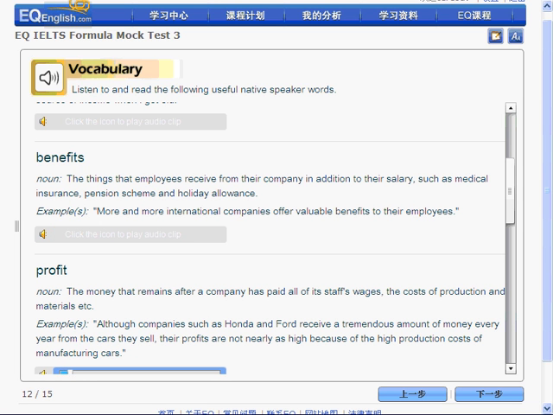Profit. Noun. The money that remains after a company has paid all of its staff's wages, the costs of production and materials, etc. Although companies such as Honda and Ford receive a tremendous amount of money every year from the cars they sell, profit is low because of the high production costs of manufacturing cars.